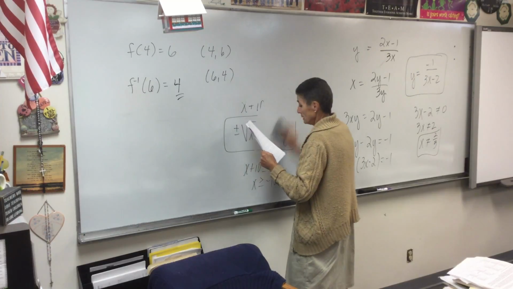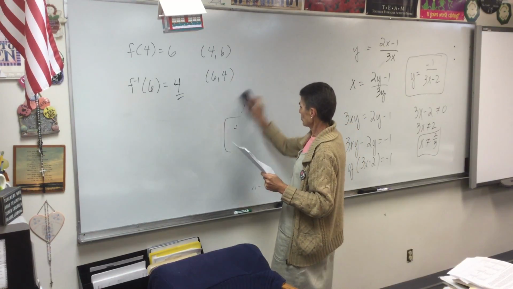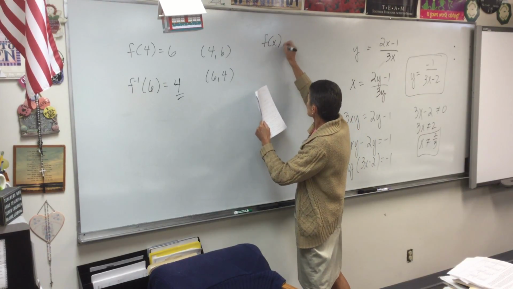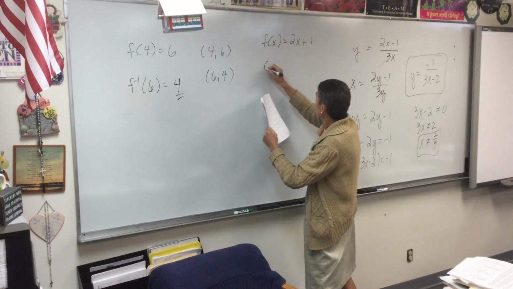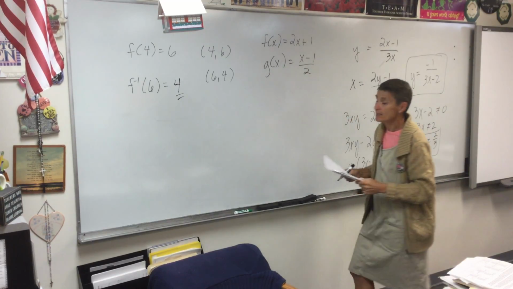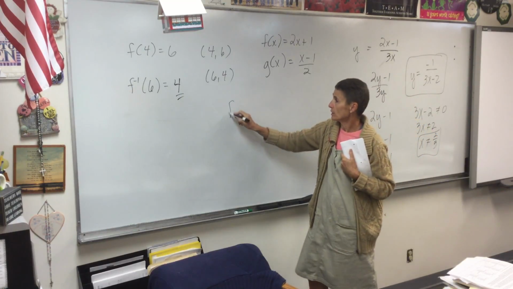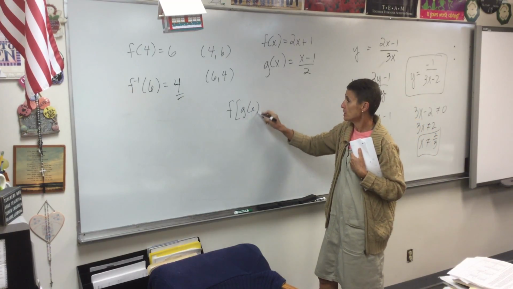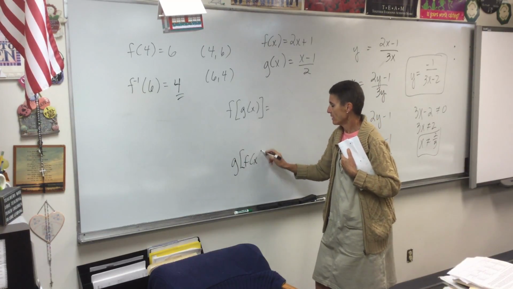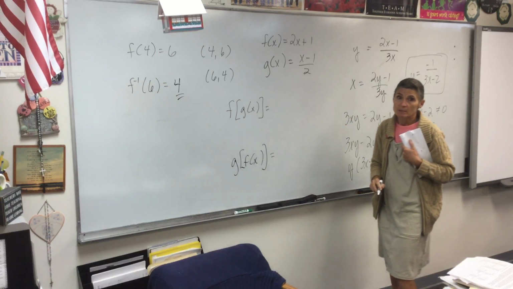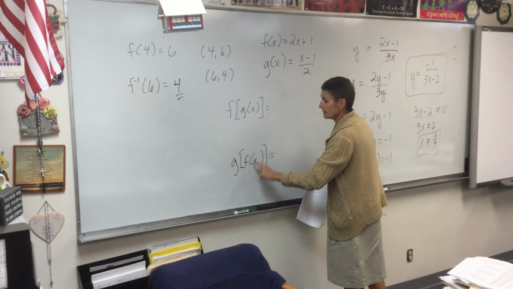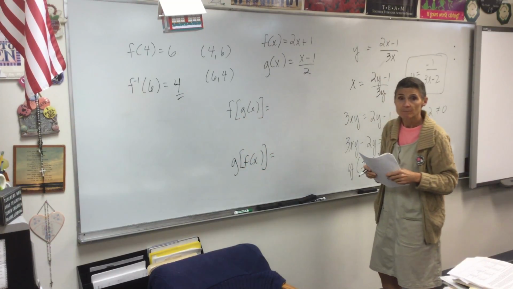Now, your job in number 4 is to prove that these things are inverses. Now, we did this in class one day. If you are proving they are inverses, you must do the composition f of g of x and the composition g of f of x. You have to do them both. So you're going to do the composition of g into f and f into g.